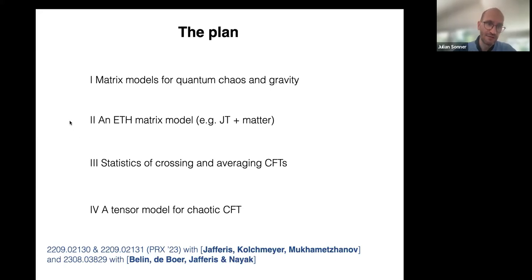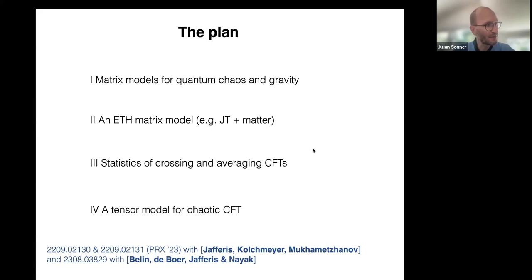And then in an attempt to generalize this to higher dimensional gravity, I will tell you about how to think about the statistics of the crossing equation, and in some sense, averaging over chaotic CFTs. And we will distill that into a concrete tensor model for chaotic CFT, which also shows properties of three-dimensional gravity. So this will be lifting what happened to the JT and matter one dimension higher.